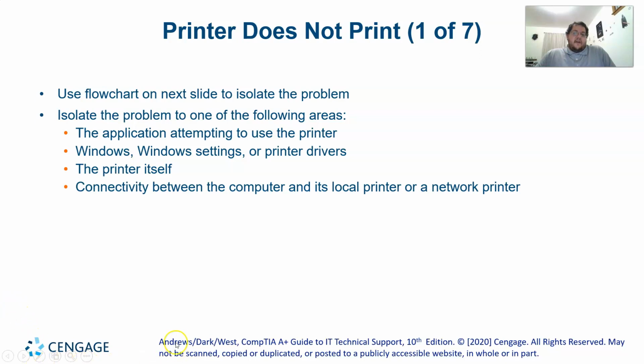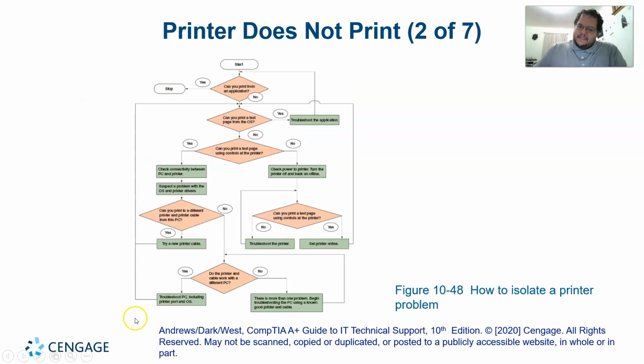Maybe I can't communicate with it. Maybe the Windows driver's bad. Maybe I don't have the correct driver. I've got to look at it. Maybe the application that I'm using with that printer is not working. So here's the thing. Can you print from the application? No. Then you jump down to, can you print a test print? If you can, there's something wrong with the application. But if you can't, then you've got to see what's going on.